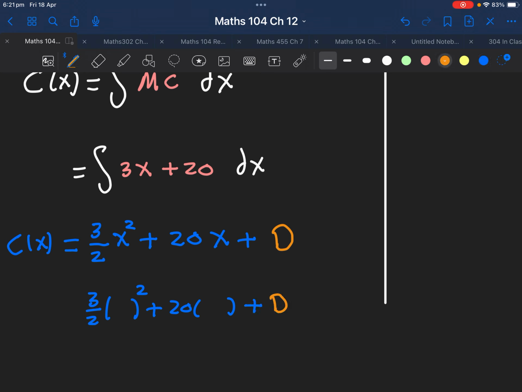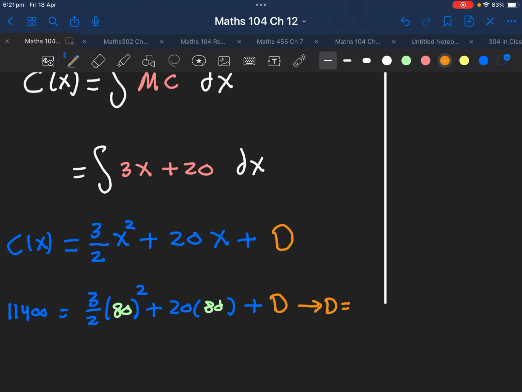In order to find D, I just need to plug in 80 everywhere. Of course, if I do that, here I will get 1,400. Here is 80, and here is 80. Why is that? Because the cost is exactly what we get when we substitute 80. Now, this is very simple arithmetic we can do here in order to find the value for D.